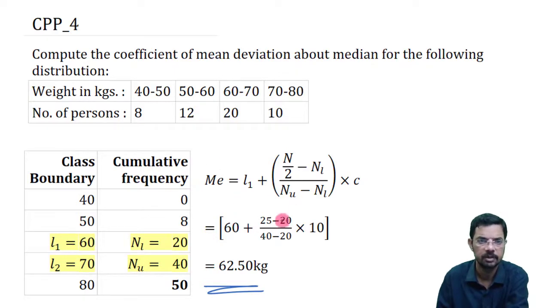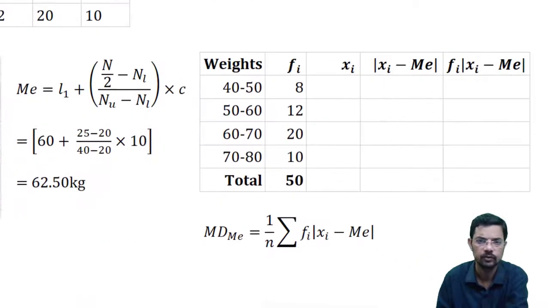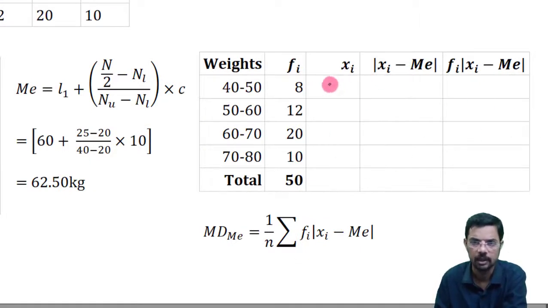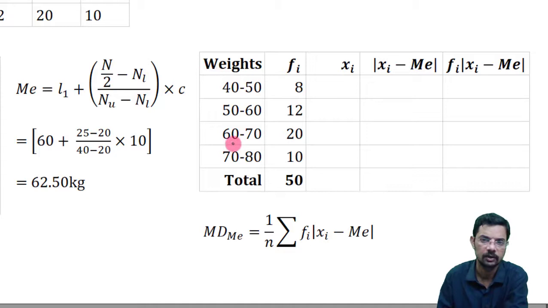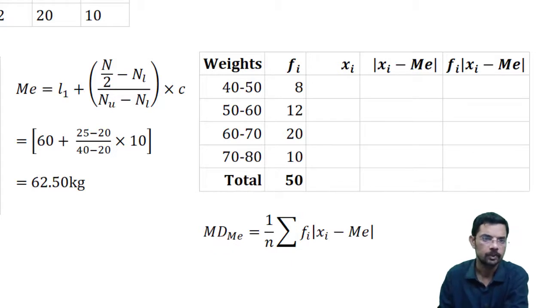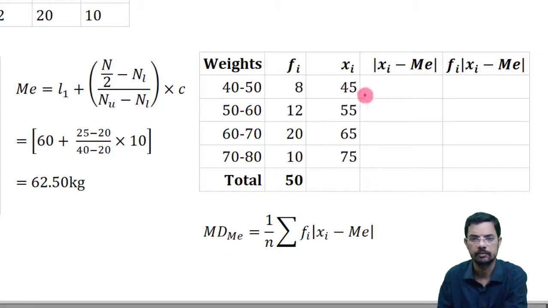Now once we find the median, what are we supposed to do? We need to find the mean deviation about the median. So we prepare the table like this. Xi will be taken as the mid values of all the observations, where the formula is 1 by n into the sum of all fi into modulus of xi minus the median. So we fill xi's as the mid values: for 40 to 50 the mid value is 45, then 55, 65, 75. Now we take the deviations from the median, and then the absolute value also we put here.